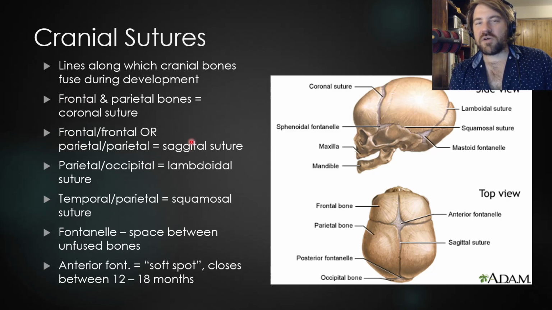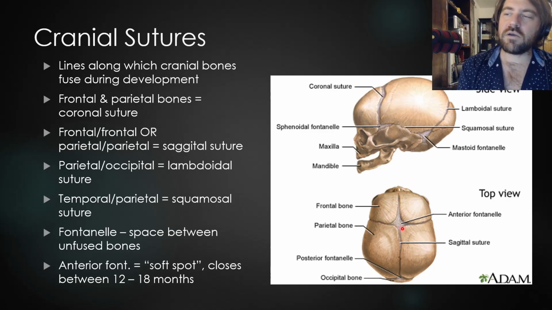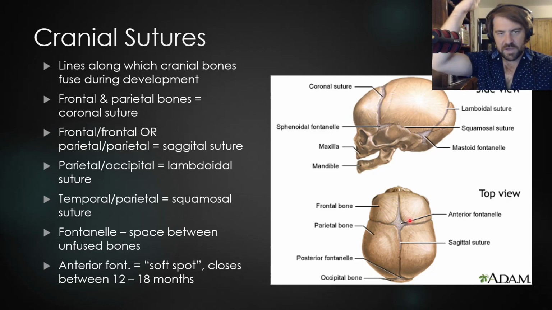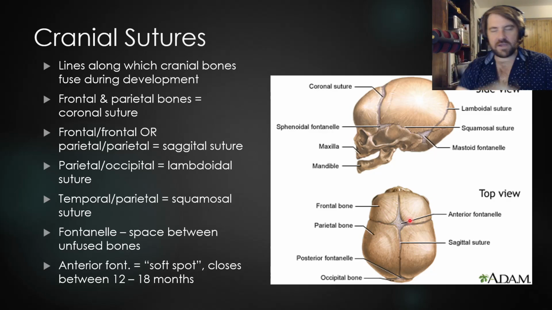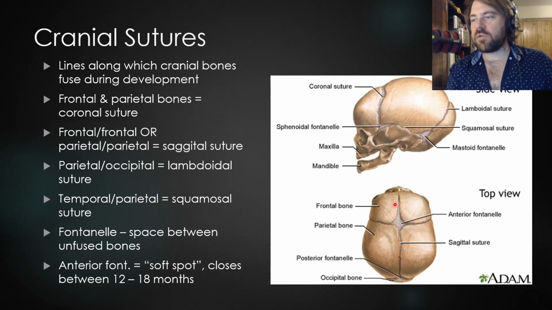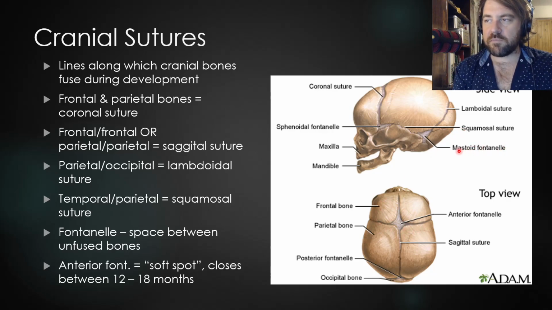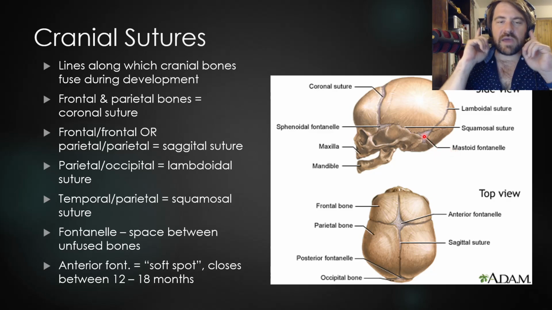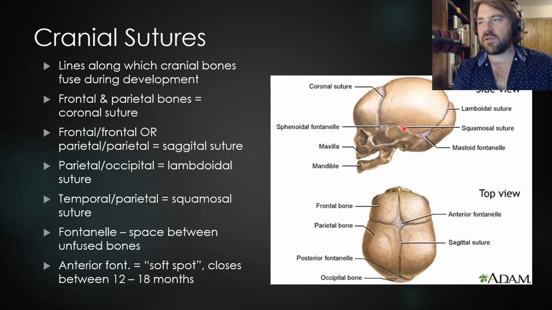And those soft spots are called fontanelles. So you can see right here, this is the anterior fontanelle. That's the soft spot on the top of the head. That's the main soft spot that people talk about. It's the largest one, the anterior fontanelle. There's also this over here, the mastoid fontanelle. It's another soft spot a little bit behind the ear. That's another one to be worried about.